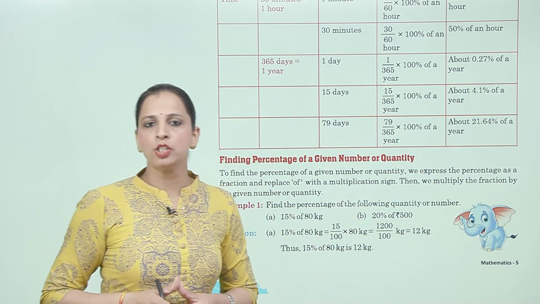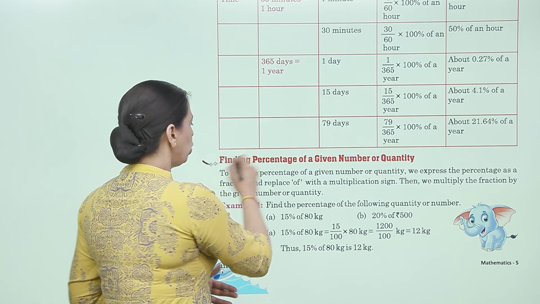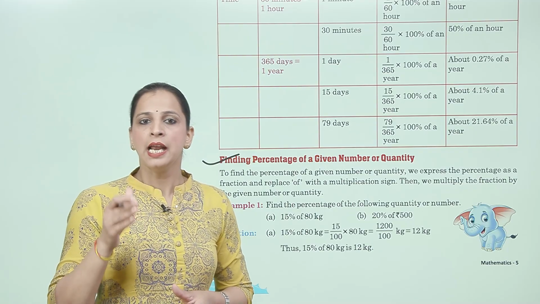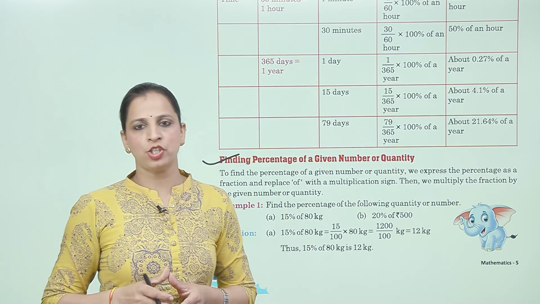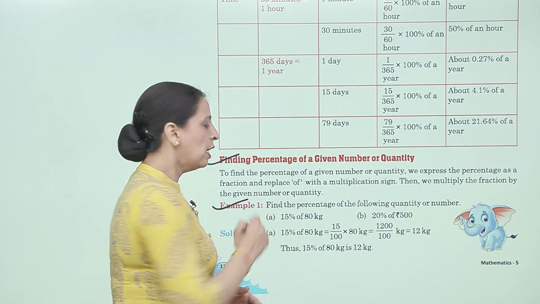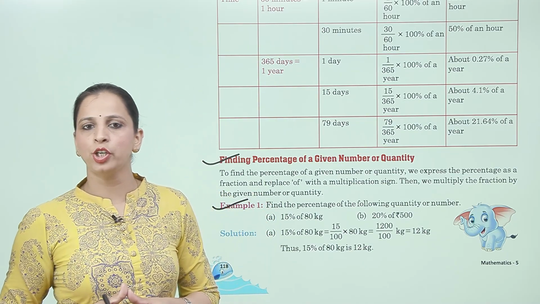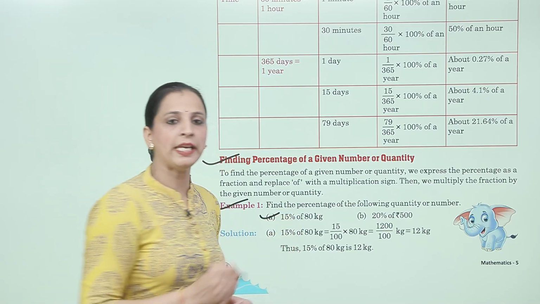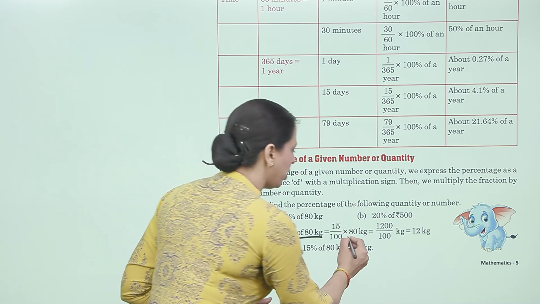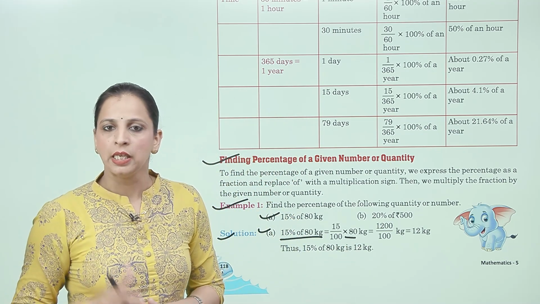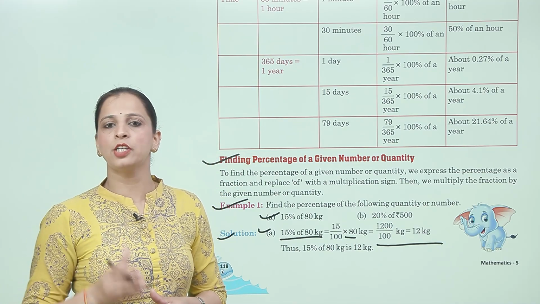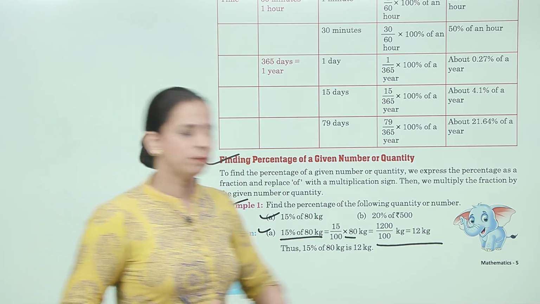Now finding percentage of a given number or quantity. To find the percentage of a given number or quantity, we express the percentage as a fraction and replace of with a multiplication sign. Then we multiply the fraction by the given number or quantity. Now example 1, find the percentage of the following quantity or number. A, 15% of 80 kg. Now solution, 15% of 80 kg. 15% means 15 upon 100, of means multiply into 80, that is equals to 1200 upon 100 kg, that is 12 kg. Thus 15% of 80 kg is 12 kg.